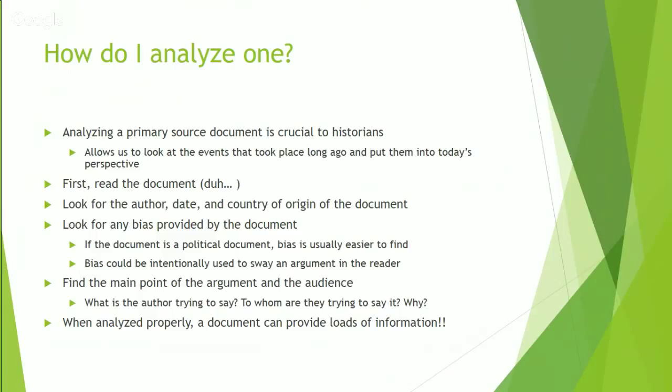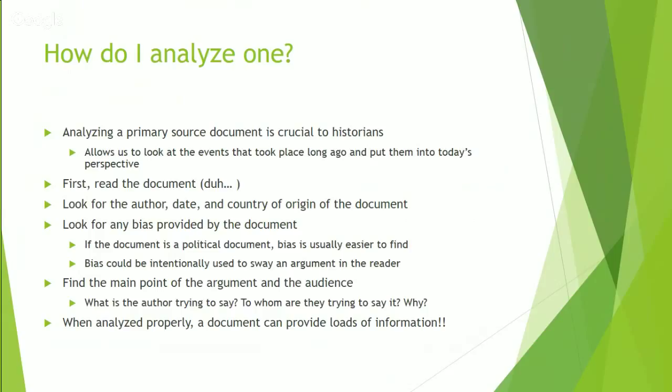The final thing would be to find the main point of the argument and the audience. Basically, what is the author trying to say? To who are they trying to say it, and why? This is basically the meat of analyzing a primary source. And if you don't know what the point of the argument is, then why are you reading the document? This allows you to understand truly what the document is about and who is making the argument.